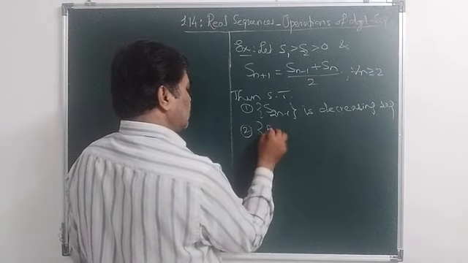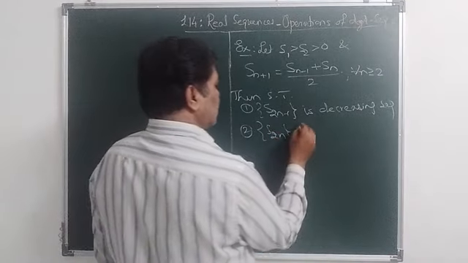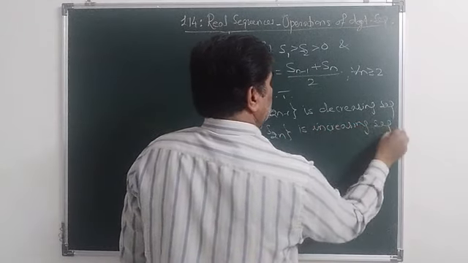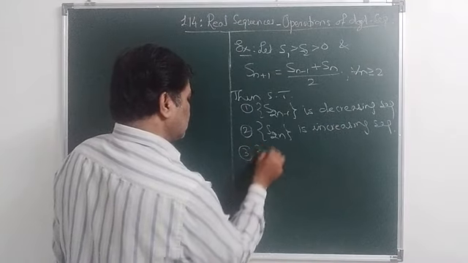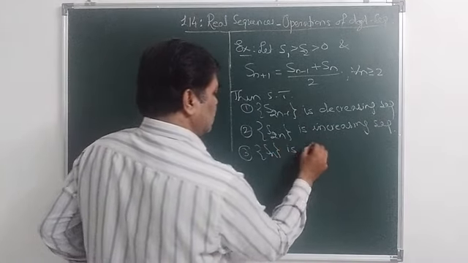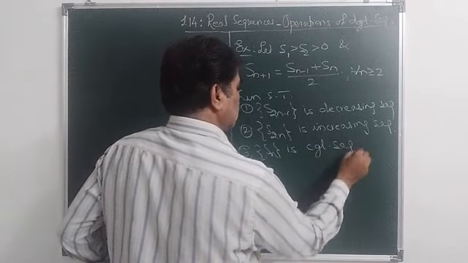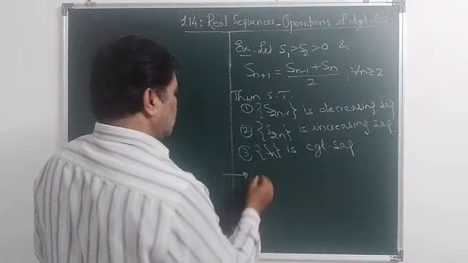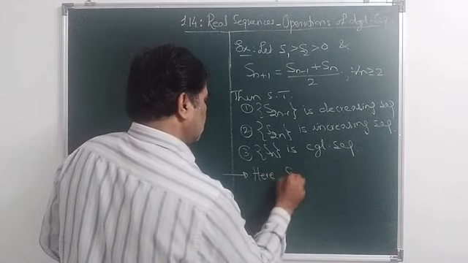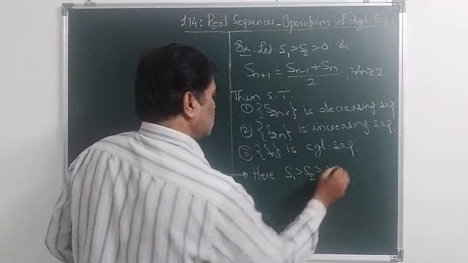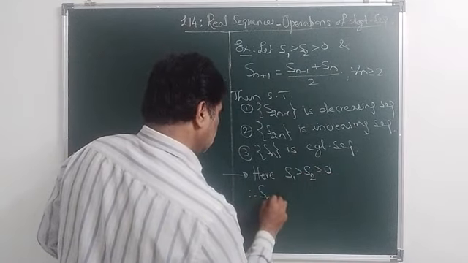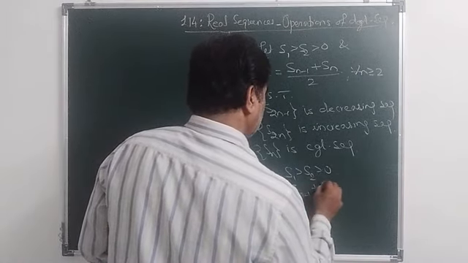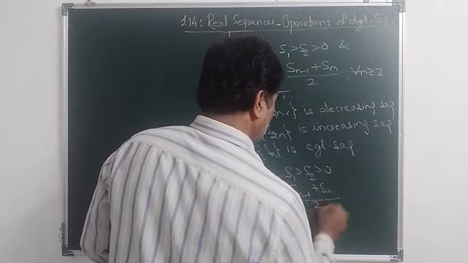Second, the subsequence S2n is an increasing sequence. And third, Sn is a convergent sequence. So here S1 greater than S2 greater than 0, S(n+1) is equal to (S(n-1) + Sn)/2 for every n greater equal 2.